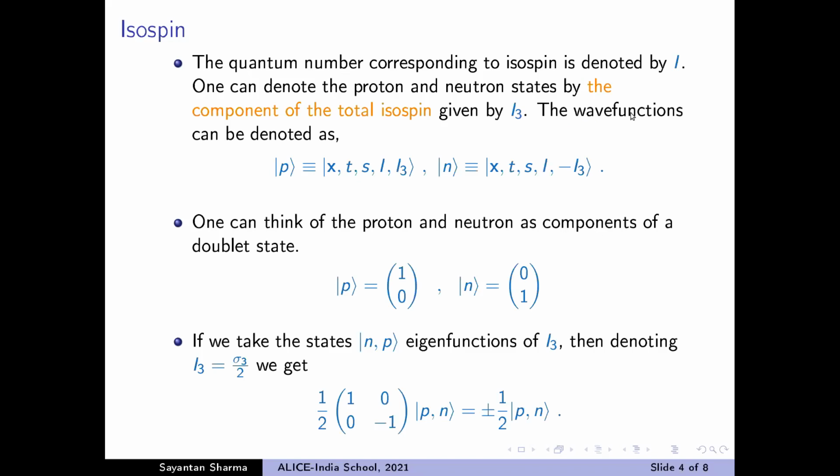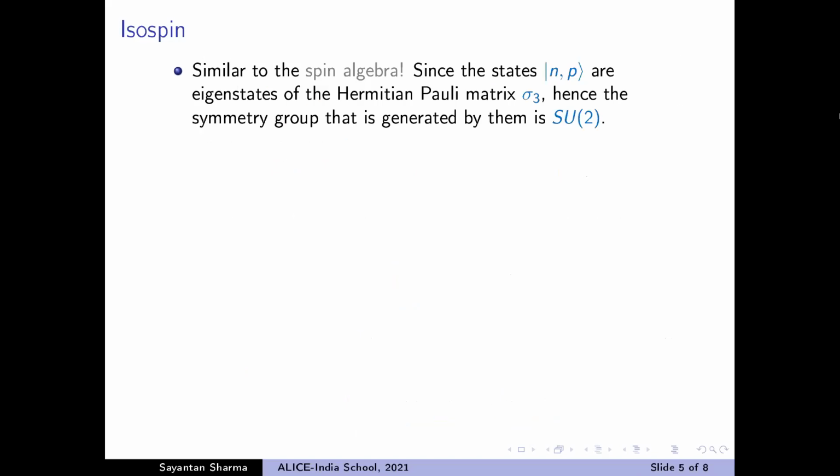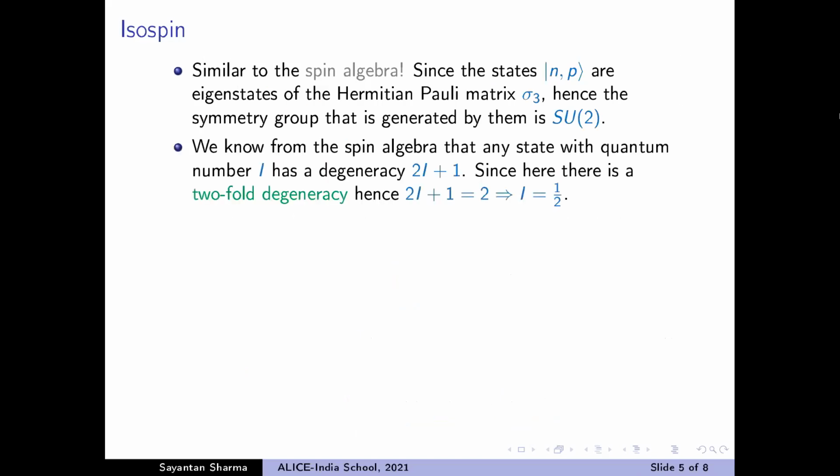Here, of course, I was discussing a specific symmetry group, which is the isospin. The eigenstates of this isospin symmetry group are the neutrons and the protons. And you can show that these neutrons and protons are eigenstates of your sigma 3, which is the generator of your SU2. Before I go more into the discussion from the spin algebra that you learned in quantum mechanics: suppose you have any spin state with quantum number I, it has 2I plus 1 degeneracies.